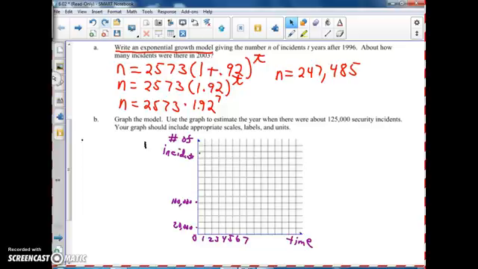Go up another 5 and put down 200,000. That's right. You got it now. And you could even go up another 3 and put down 260,000, if you wanted to. Okay, so everybody good? So you kind of scaled your graph now. You got a nice scale there.